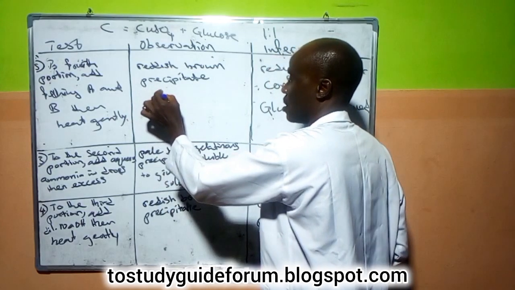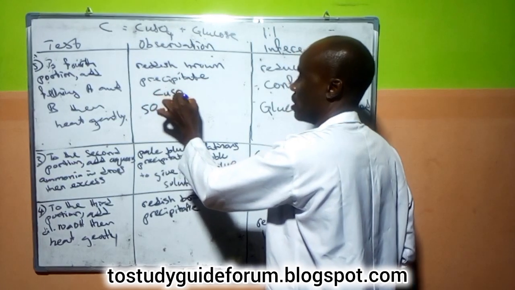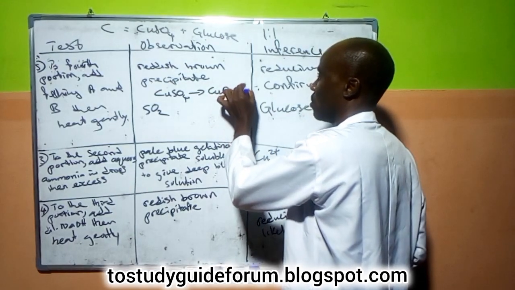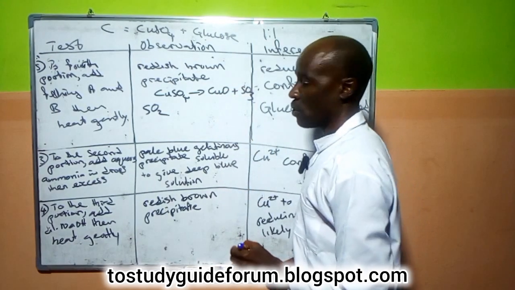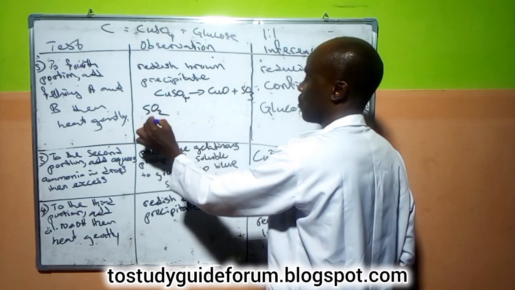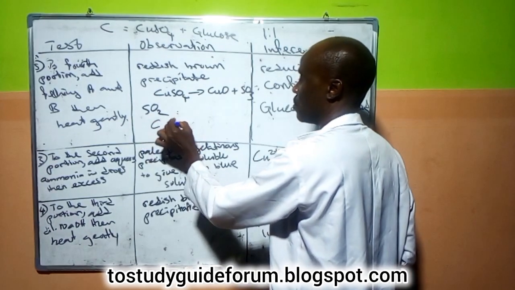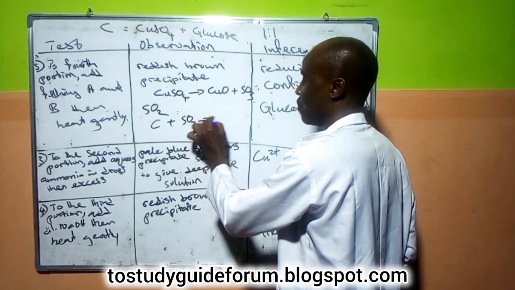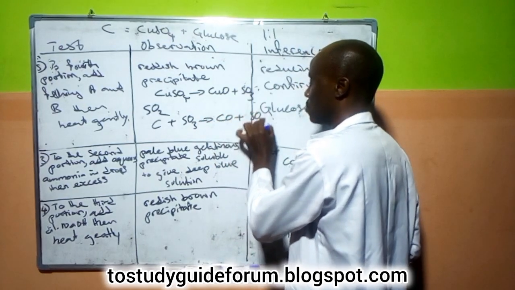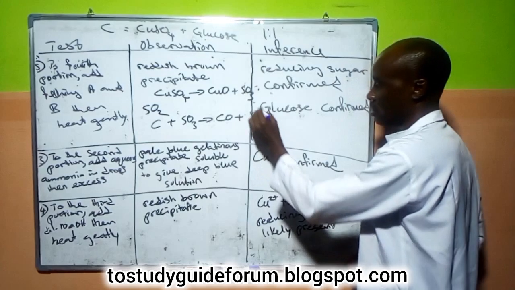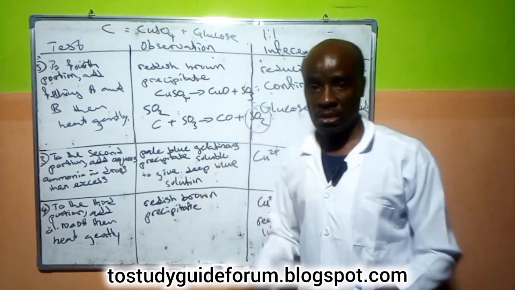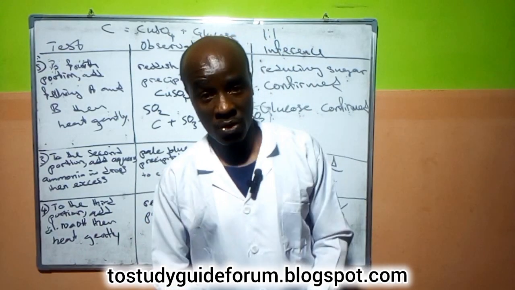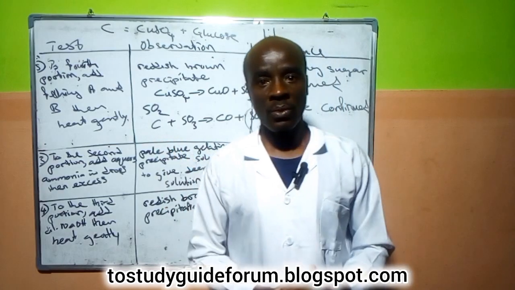Because in the process, let's go to the reaction. When copper sulfate is heated, it will give us copper 2 oxide and sulfur 6 oxide. This sulfur 6 oxide will react with carbon deposited as a result of the decomposition of glucose to give us sulfur 4 oxide, which gives that effect. Just know this, just in case if anything happens along the way, they say you should give the solid sample of the mixture. Not that that's what you're likely to get.